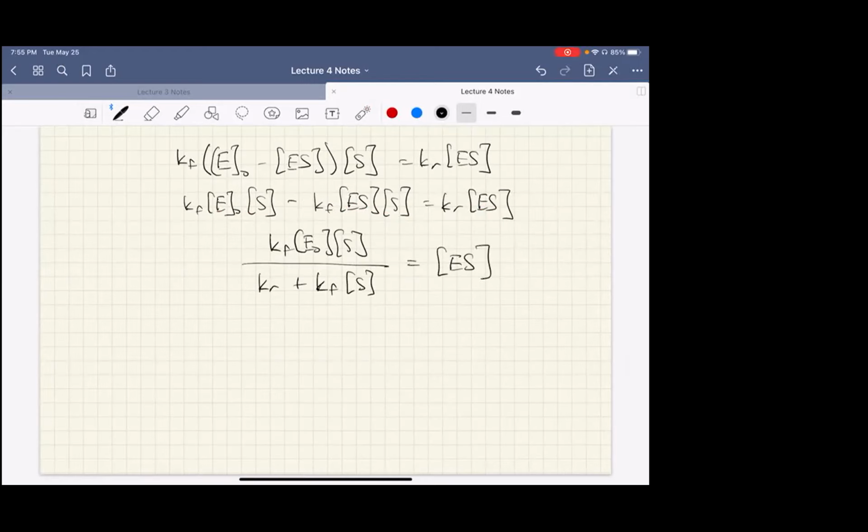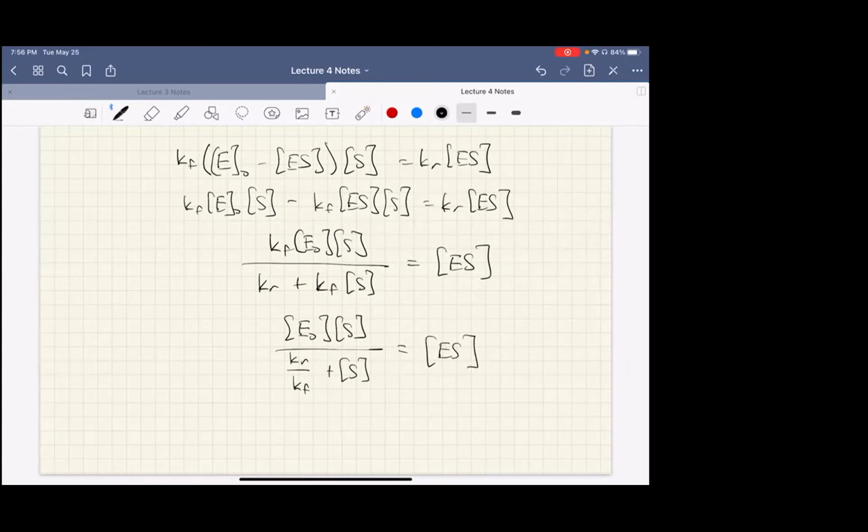I'm going to do one more thing here, which is I'm going to divide both top and bottom by KF. And then I get E0S over KR over KF plus S is equal to ES. All right, so now I've done what I needed to do.